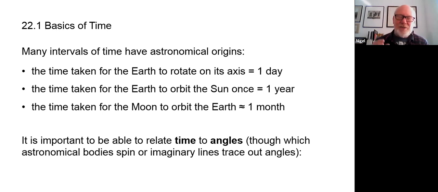Now, as I said, it's really important that you can relate time intervals to angles. And by angles, I'm talking about things spinning on their axis, like the Earth and the moon, and imaginary lines that we met in Kepler's second law. An imaginary line from sun to planet sweeps out a given area in a given time. Well, it's that imaginary line, say between the Earth and the sun, that is going to be important.